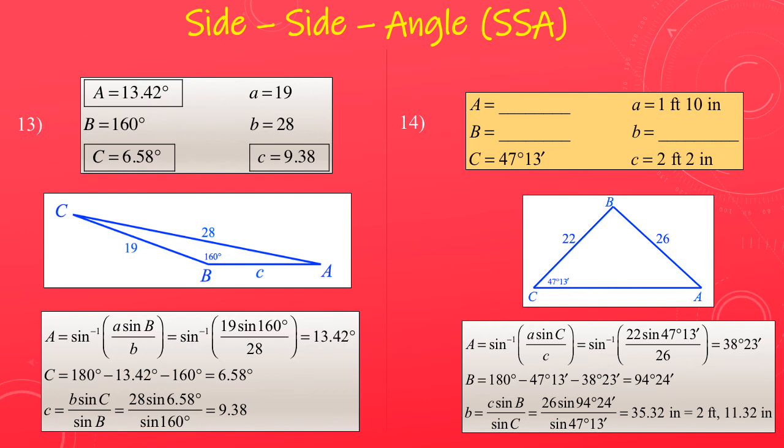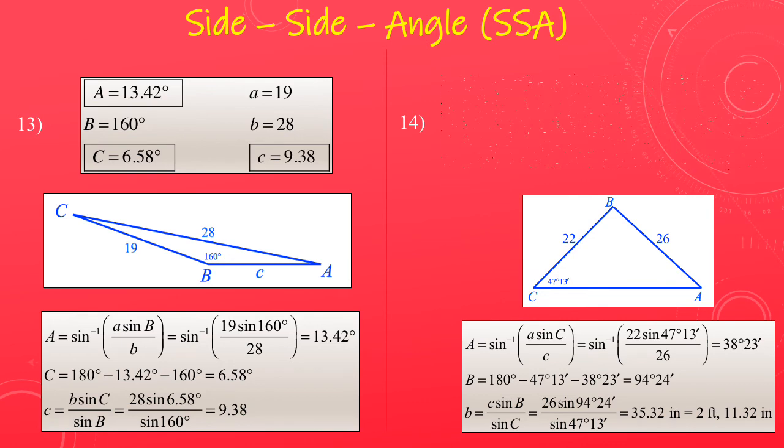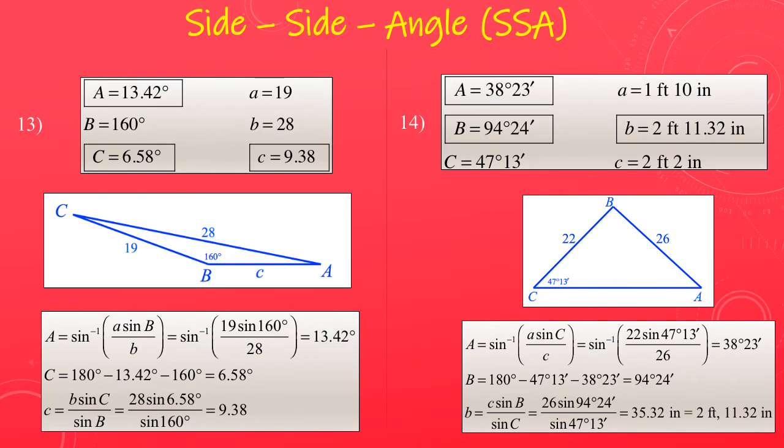Since a and c are given in terms of feet and inches, we will do the same with b, and we can write this as 2 feet, 11.32 inches. So our final answer is angle A is 38 degrees 23 minutes, angle B is 94 degrees 24 minutes, and little b is 2 feet, 11.32 inches.